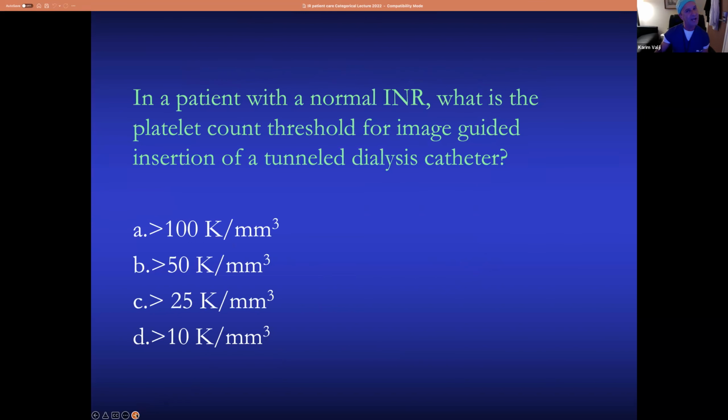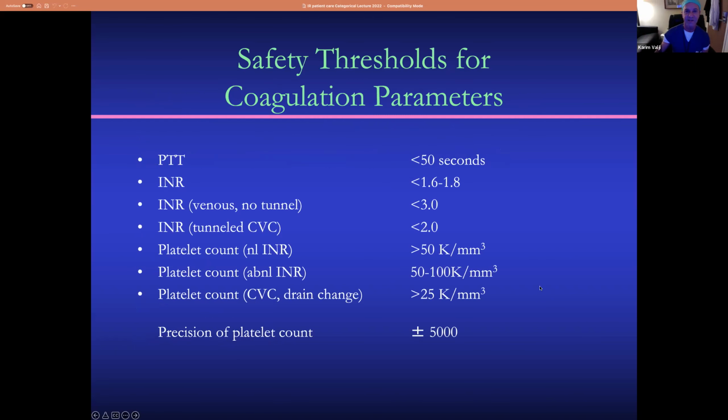So, patient with a normal INR, what's the platelet count threshold for placing a tunneled dialysis catheter, one of our most common procedures? The answer is 25K. Now, 50,000 platelets is the standard threshold for most IR procedures, but fortunately not for tunneled, not ports, but tunneled central venous catheters. There's good data to show that the risk of bleeding, if you let the platelet count get as low as 25, as long as your INR is normal, is absolutely acceptable. And that's great because we do so many of these procedures. So 25.